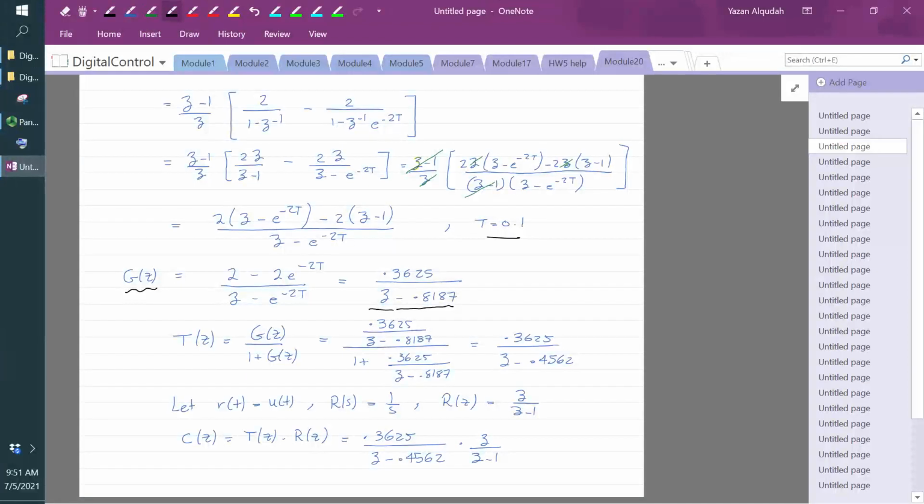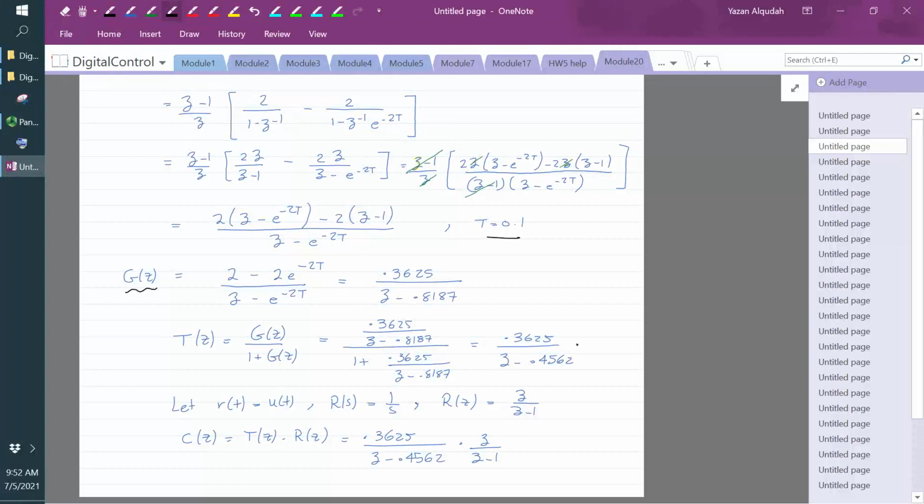So now that we know G of Z, we can go back to T of Z, the transfer function, which is going to equal G of Z over 1 plus G of Z. If I plug in the G of Z that we simplified here, I'm going to get the transfer function 0.3625 over Z minus 0.4562. Now, we are given the input and want to calculate the output. If the input r of t is u of t, a unit step function, then R of s is equal to 1 over s, and the Z transform of 1 over s is Z over Z minus 1.